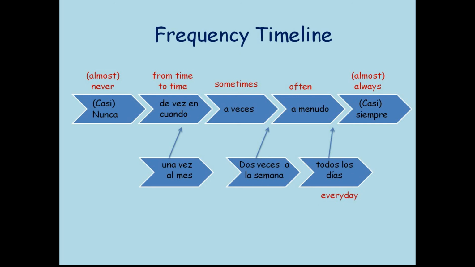If you had added that in as well. Dos veces a la semana is twice a week. And una vez al mes is once per month. I hope you got all of that down in your grammar books. But if not, you can replay this little timeline again.